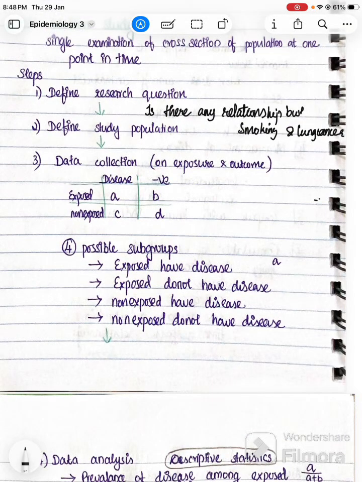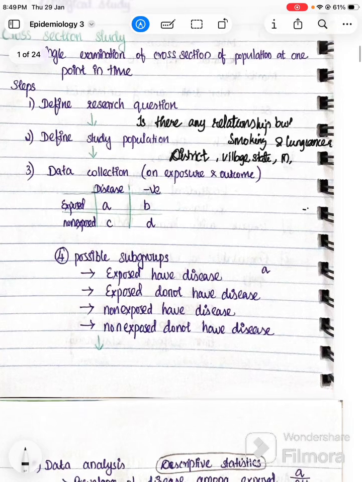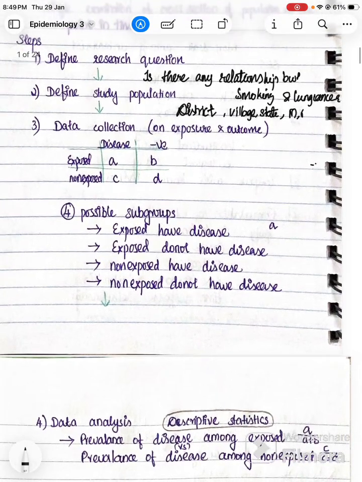Define the study population, to whom we are going to study. It can be an urban area, it can be a village, it can be a district, it can be a state. According to sex, males or females we can take, or children, adolescents, or we can take according to specific occupations. For example, teachers or drivers or bankers or doctors. And data collection on exposure and outcome.